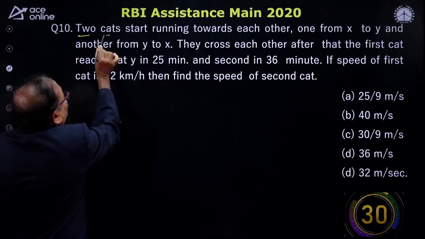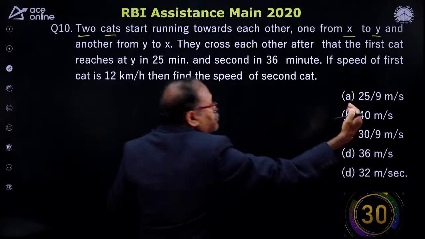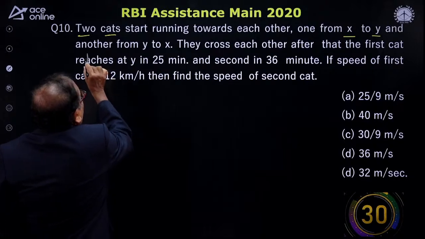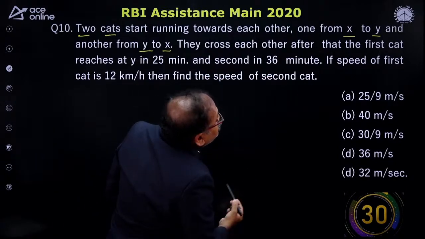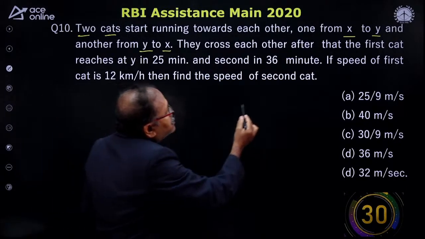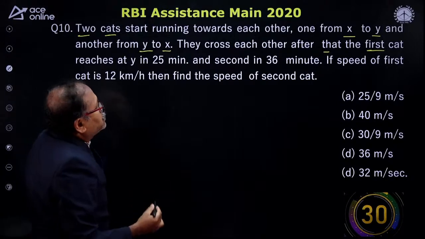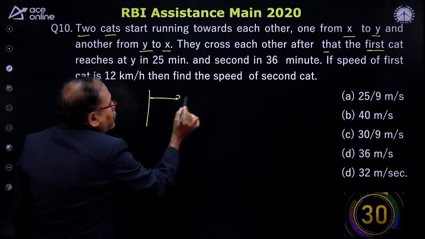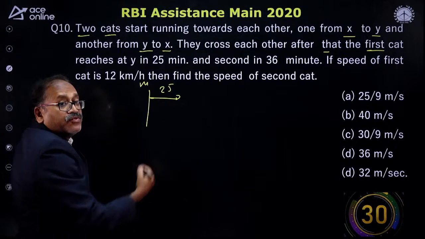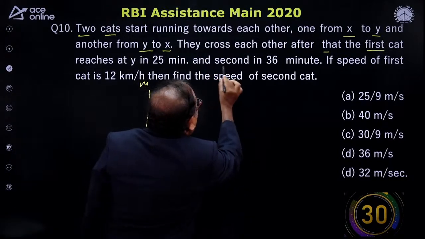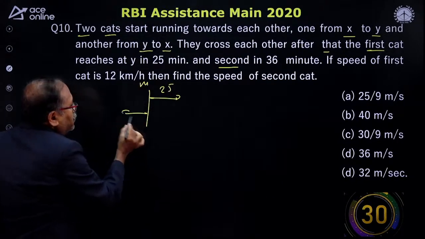Now, 2 carts are running towards each other from two points, X to Y and Y to X. They cross each other, and after meeting, the first cart reaches Y in 25 minutes. The second one takes 36 minutes.